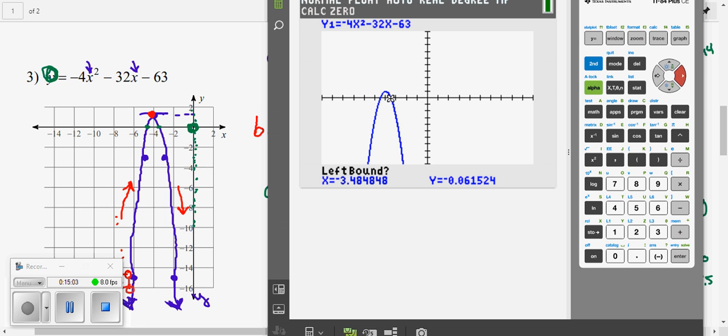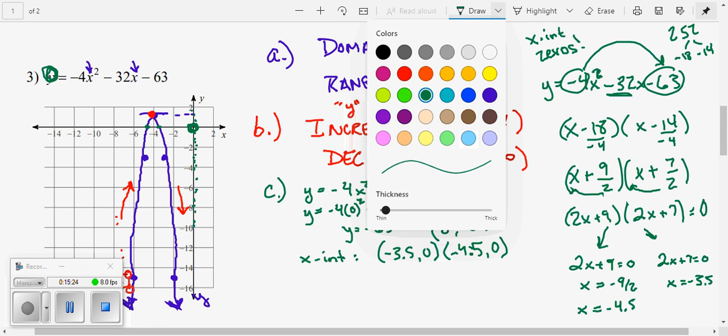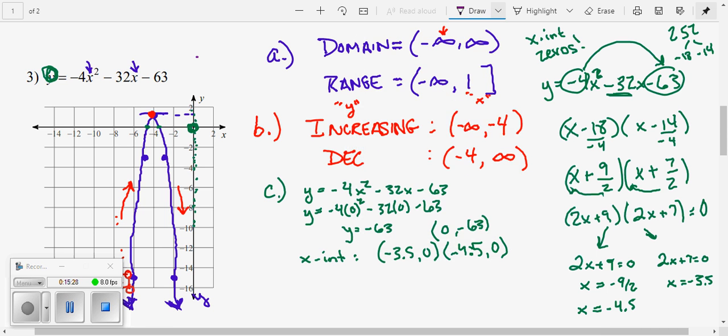It says left bound. So you hit the left arrow a couple times. You want to go to the left of it and hit enter. Now it says right bound. You want to go to the right of it. Doesn't matter how far. You don't have to go way past it. Just go past it and hit enter again. Enter one last time and it tells you the other zero. Fantastic tool. So use it if you can.